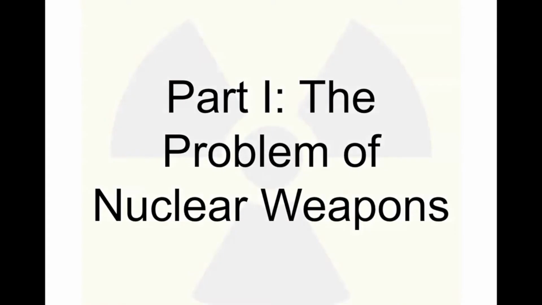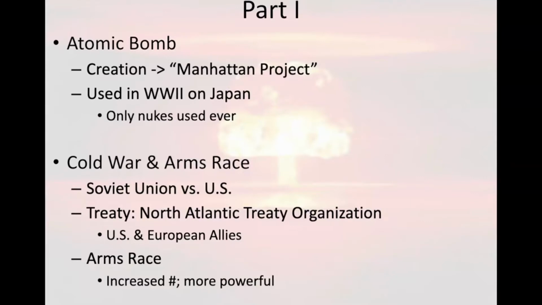1, The Problem of Nuclear Weapons. That's the reading you just finished. Let's go ahead and get into some of the details of it. So the atomic bomb is the start of nuclear weapons on a large scale. The United States was the country that created the atomic bomb. It started with the Manhattan Project. On a larger scale, though, this is a World War II creation.